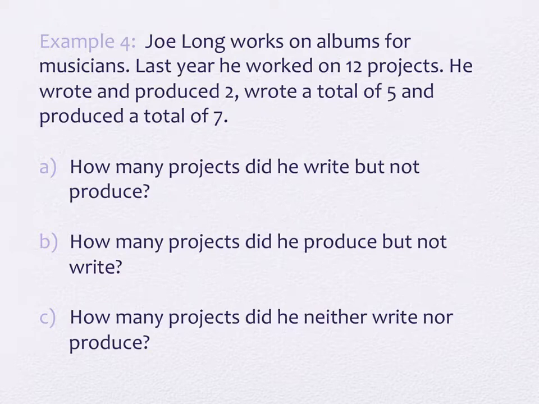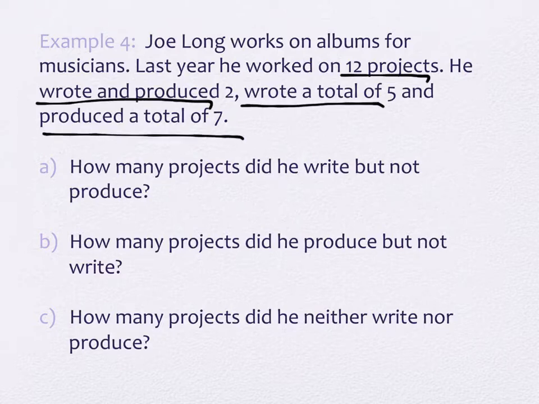Joe Long works on albums for musicians. Last year he worked on a total of 12 projects. He wrote and produced 2. He wrote a total of 5, and he produced a total of 7. Okay? And then there are some questions that follow, and they are not where we need to start. We need to start by creating a Venn diagram to represent the situation. Once we've done that, the questions become very easy.